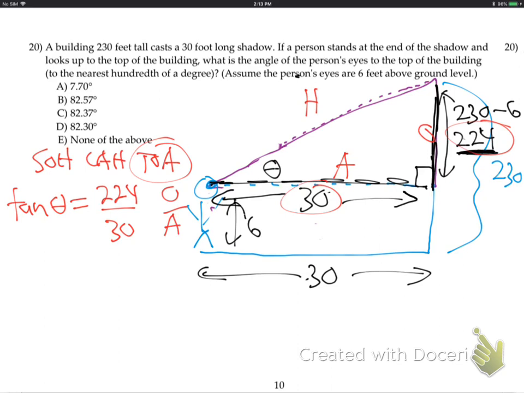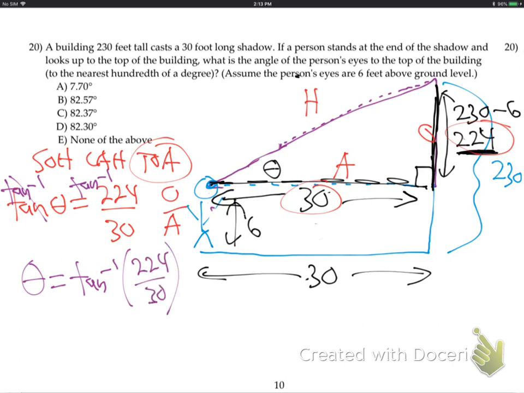I want to get theta. How do I get theta? I'm going to take tangent inverse, and it cancels out. Theta is tangent inverse of 224 over 30. So 224 divided by 30, then tan inverse. I'm getting theta as 82.37 degrees. If you don't subtract the 6 first, you get 82.57, I believe.